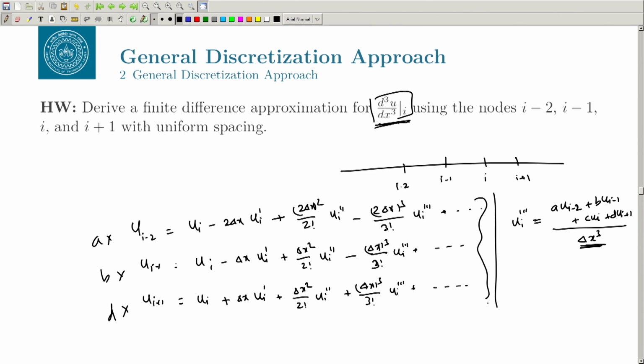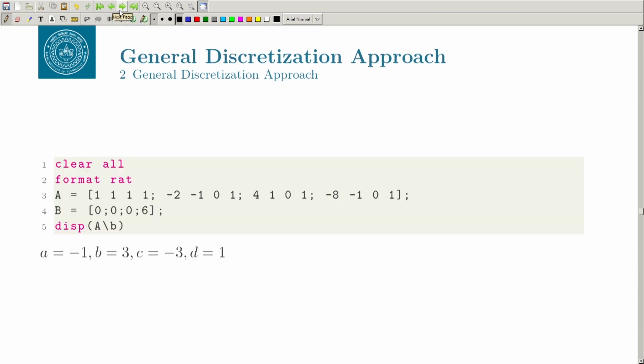and compare the coefficients of basically u i, which is 0, the coefficient of u i prime, which is also 0, u i double prime, which is also 0, and u i triple prime, which is equal to 1, right. And when you use this, with 4 variables and 4 equations, ultimately you will get those equations. So these are the expressions that you are going to get, these 4 expressions.